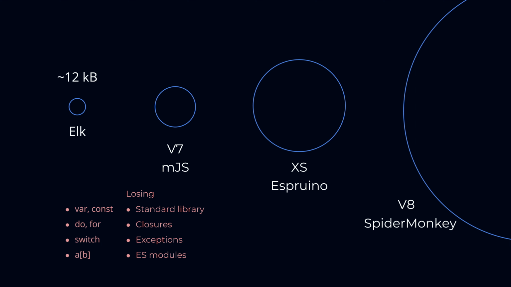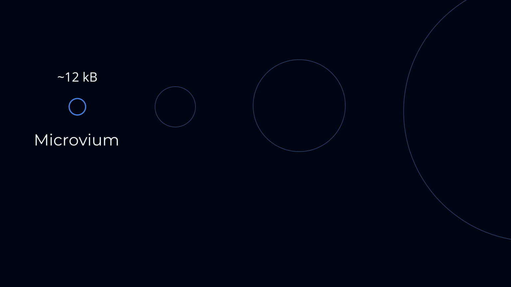Even at this small size, Elk still has a parser, so at runtime it's consuming actual source text. That makes up a significant portion of the size of the engine, and that's one of the places Microvium makes different trade-offs. So where does Microvium fall into the spectrum? Microvium is roughly the same size as Elk, compiling to just 12 kilobytes at the moment, subject to compiler settings and platform, but the size will grow a bit as I develop it further.